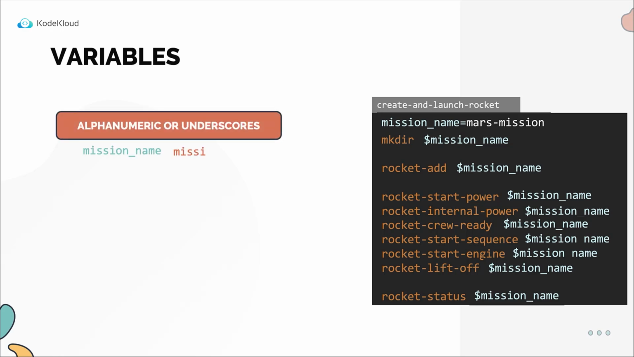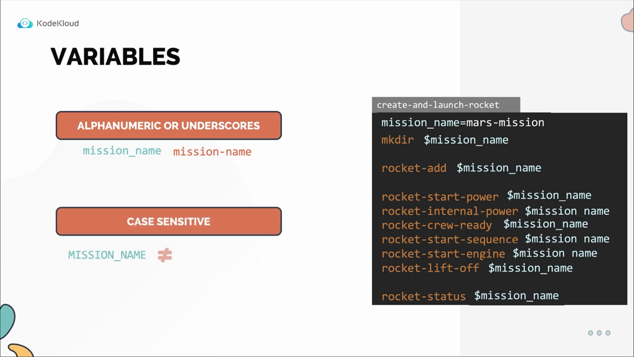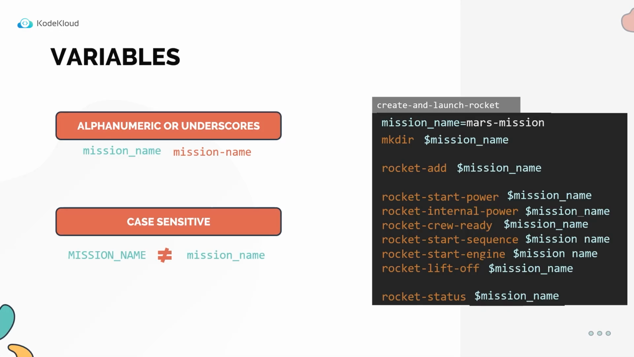Also note that a variable name may only contain alphanumeric characters or underscores. So mission_name is okay, but mission-name is not okay. And it is case sensitive as well. So uppercase mission name and lowercase mission name aren't the same.